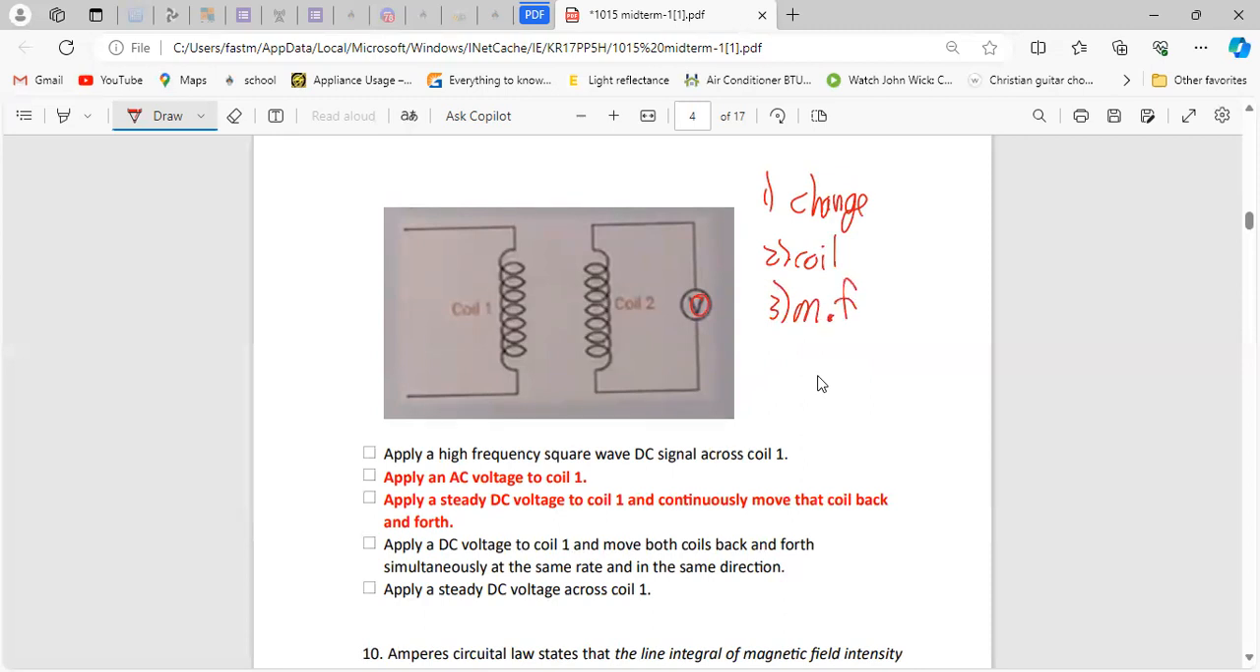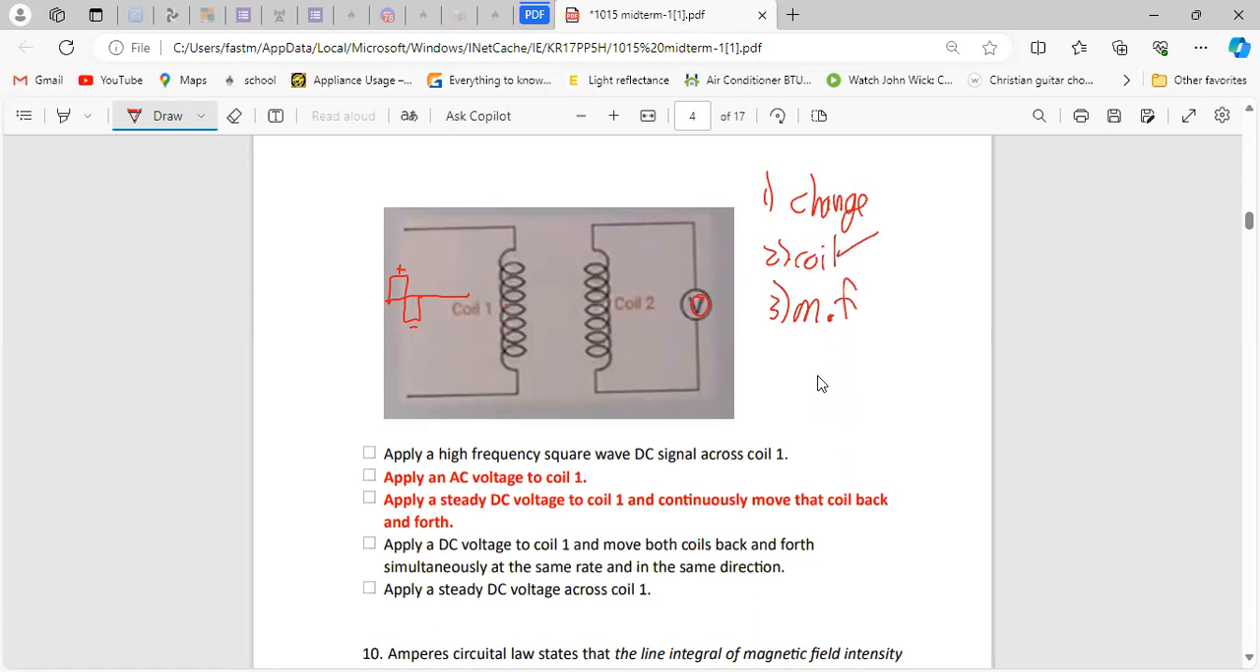Very good. Applying a high frequency square wave DC signal across coil one, so a square wave like this. If you apply a square wave like this, we can clearly see we have a change, because at one moment it's at plus and then at minus. So once you have a change, you will have a voltage, because we had the coil already.